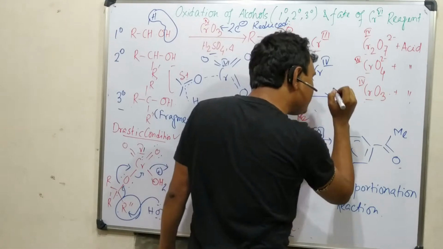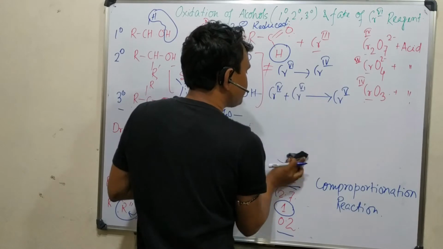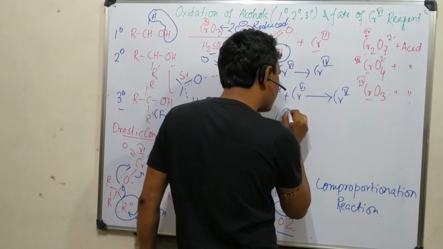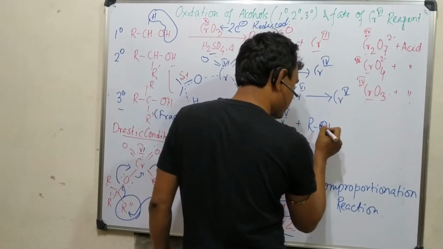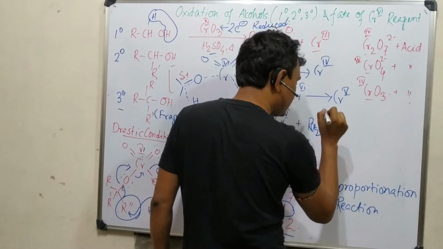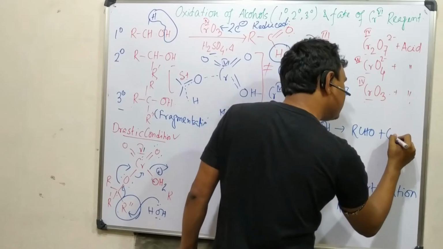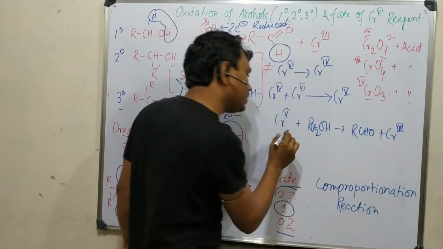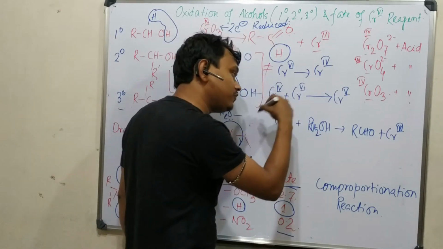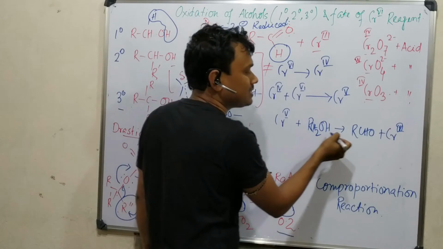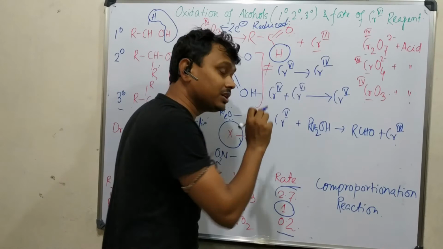Now this chromium 5 is the main responsible species, as this chromium 5 reacts with alcohol, for example RCH2OH, and produces RCHO plus chromium 3. Because this is a 2 electron oxidation, 2 electron reduction, you can see this chromium taking 2 electrons is reduced and alcohol is getting oxidized. So from chromium 5, a 2 electron reduction gives chromium 3. In this way the reaction happens.